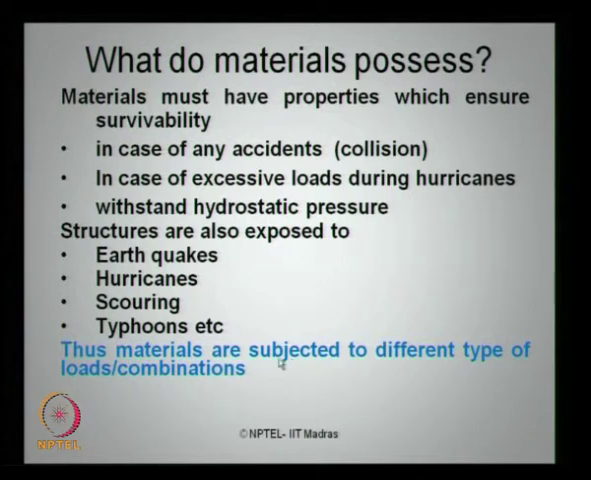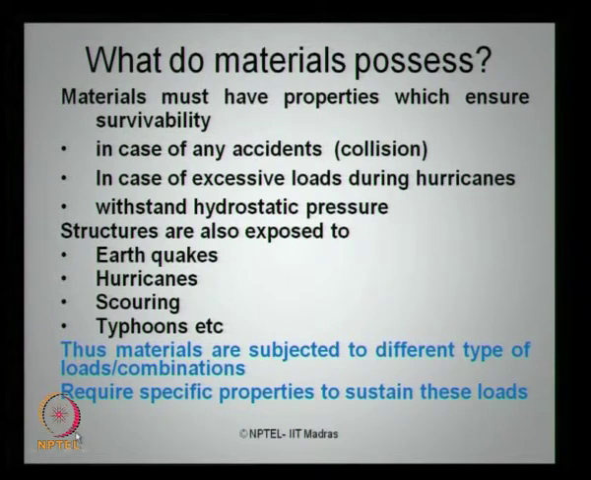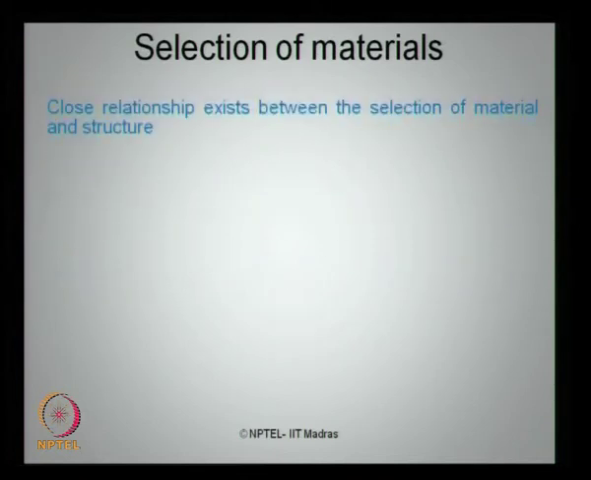Therefore materials are subject to different types of loads and their combinations, which is very critical for us to understand before we go for selection of material. Therefore it requires specific properties to sustain these loads. What are those specific properties demanded from the material if it has to qualify for ocean structures or ocean systems? Now, selection of material is a very important phenomenon which we must understand thoroughly before we study important characteristics of material to be used in offshore structural systems.